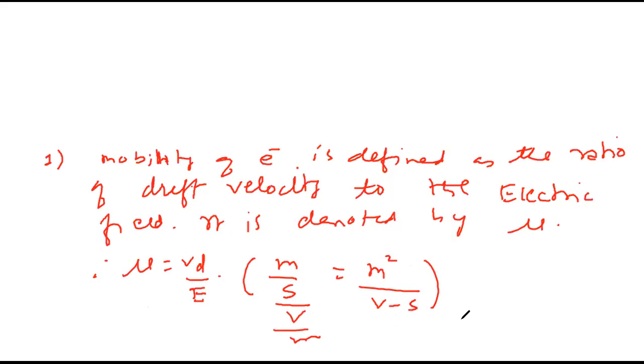Mobility of electron is the ratio of drift velocity to the electric field denoted by mu. So Vd upon E, E is volt per meter, V is meter per second, meter square upon volt second is called unit. अब इसके बाद I will convert into electron. Can I rub this? If you have done, please tell me. Done. Okay.